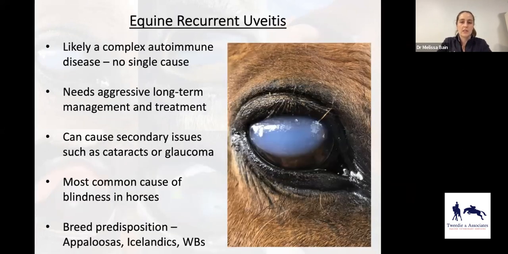So the take-home message for equine recurrent uveitis is, if your horse has mild signs of eye pain, is mildly teary, maybe he's had a history of having an ulcer or trauma, we probably need to see that horse and check that there's no signs of uveitis going on.